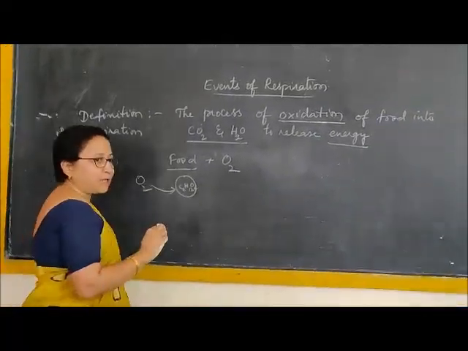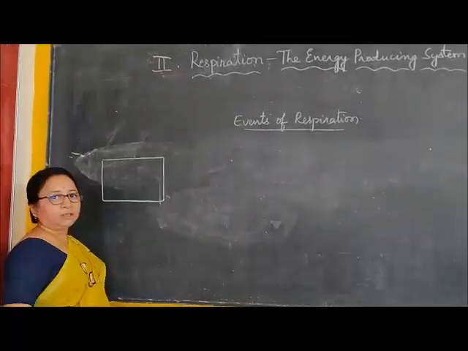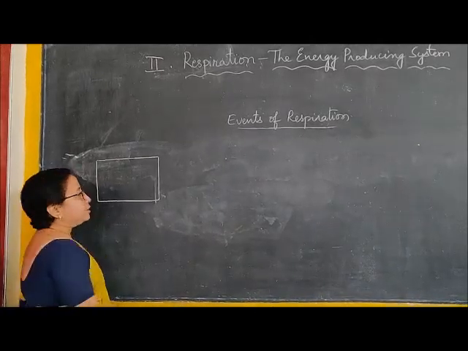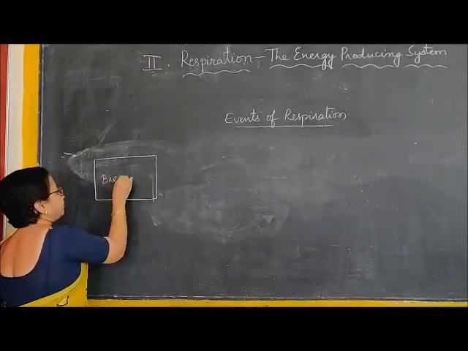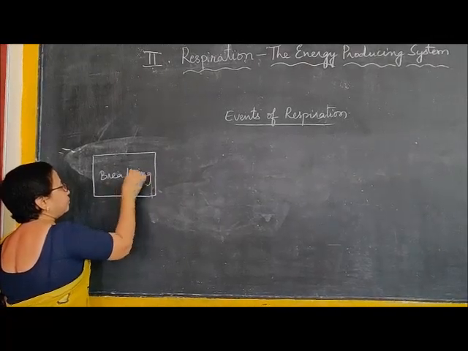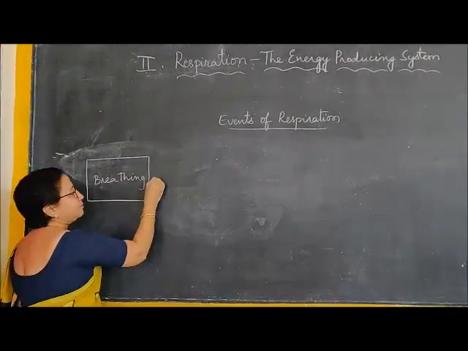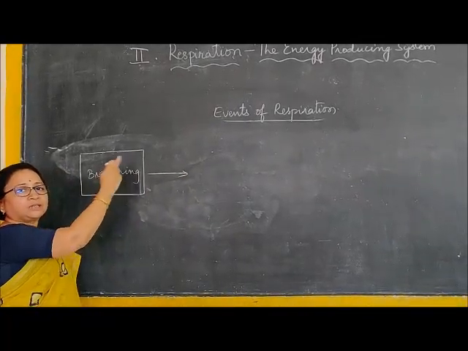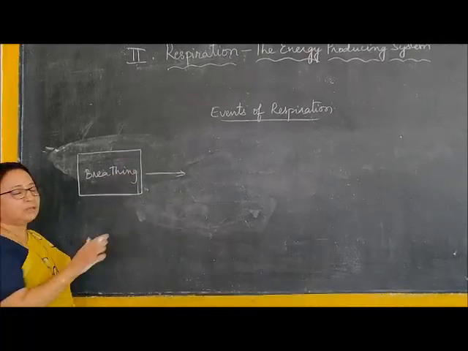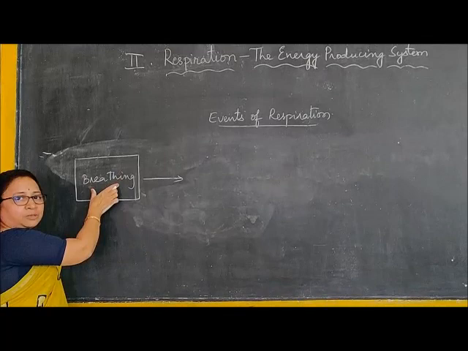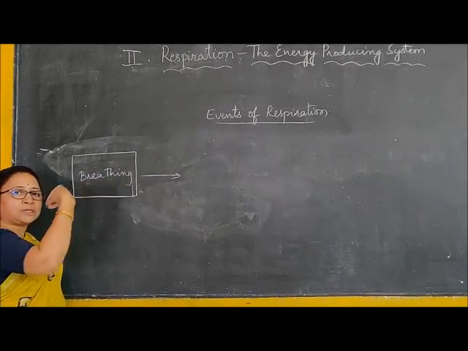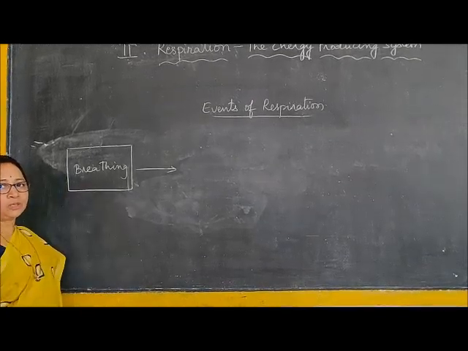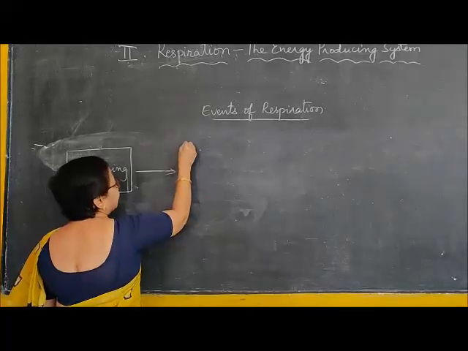The 5 steps are like this. The first step involved in respiration is breathing. Breathing is nothing but intake of air into the lungs and giving out the air from the lungs into the atmosphere. I am repeating once again. Breathing is the first step of respiration, during which the air passes into the respiratory organ and again comes out into the atmosphere.